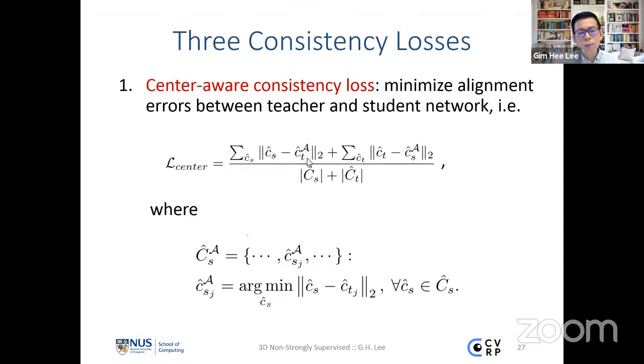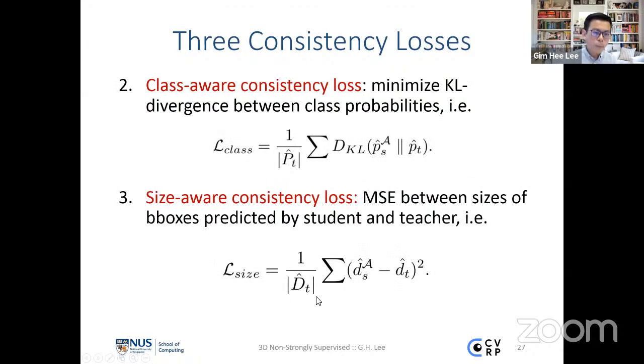Since this alignment loss is not bijective, we will have two terms over here, where CT or CSA here is actually, for every bounding box that is predicted from the teacher network, we find the closest center of the bounding box from the student network. The second loss that we apply here would be the class-aware consistency loss, where we want the closest aligned bounding boxes predicted by the student and the teacher network to also predict the same class. Hence, we minimize the KL divergence between the probabilities of the student and the teacher network that is aligned in the previous loss.